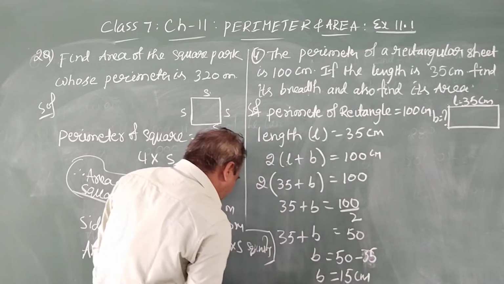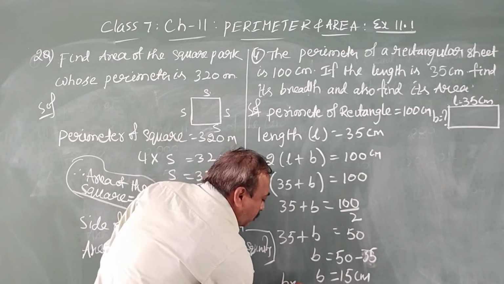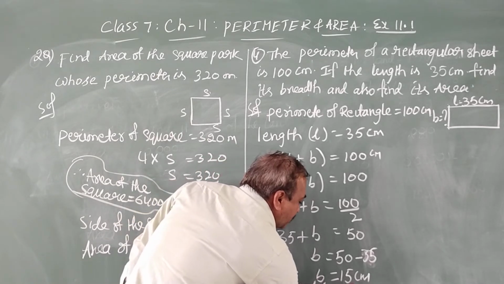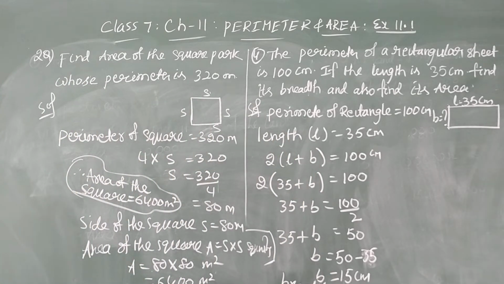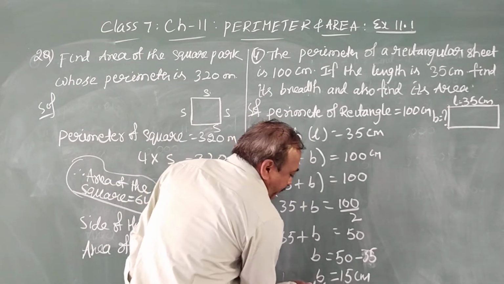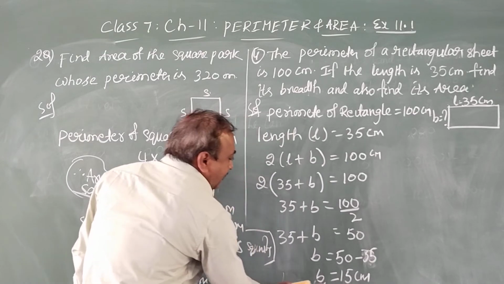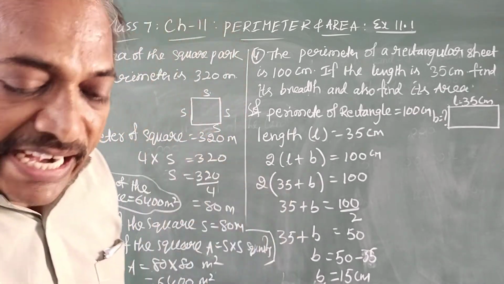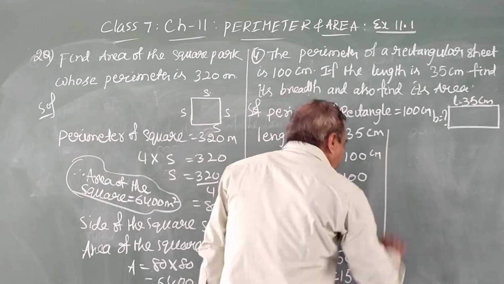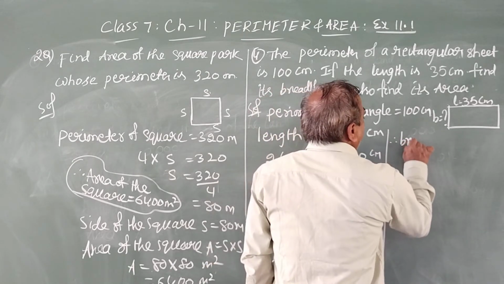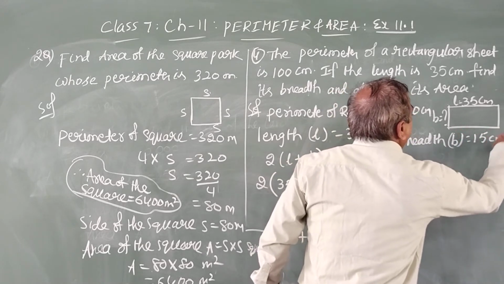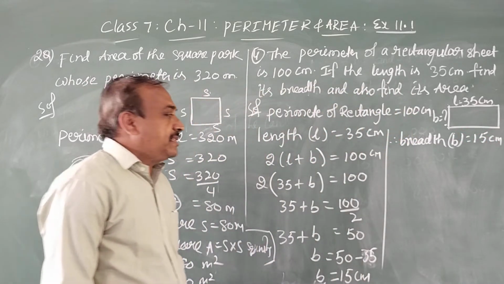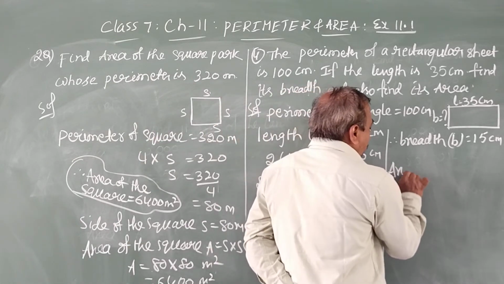So B, that means breadth, is equal to 15 centimeters. So we got the breadth of the rectangle, which is 15 centimeters. Now we need to find its area. Therefore breadth B is equal to 15 centimeters. Now the area of the rectangle.